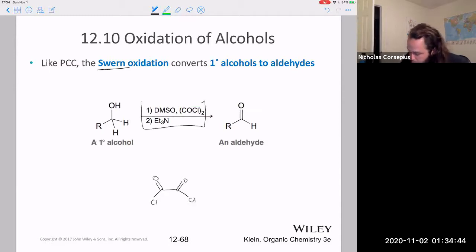So this is our other weak oxidizer that we're going to learn about. We don't even really have to know the mechanism. All we need to know is that these weak oxidizers will convert primary alcohols into aldehydes and secondary alcohols into ketones, but they won't further oxidize an aldehyde to a carboxylic acid. Right, so this is Swern oxidation, and again, that key player is the COCl in parentheses 2.